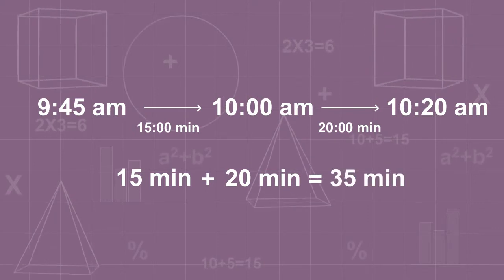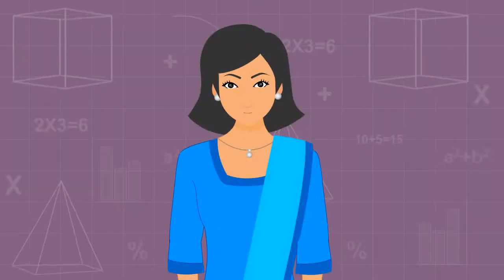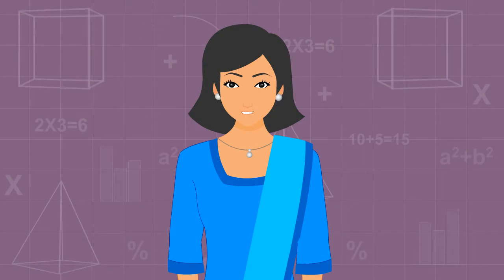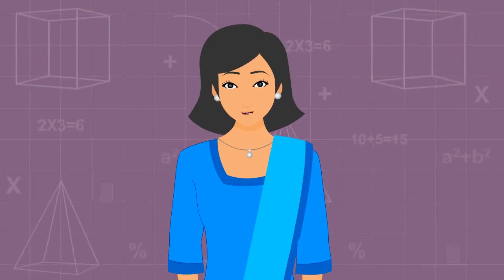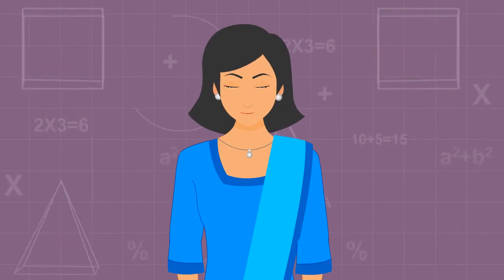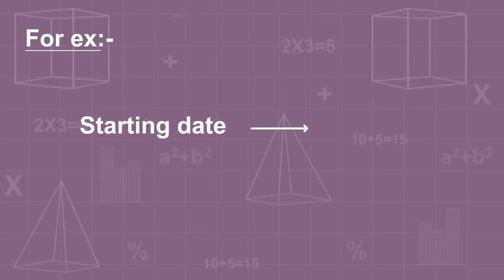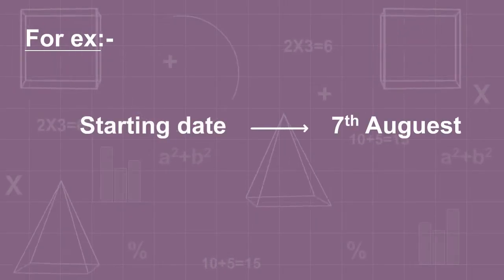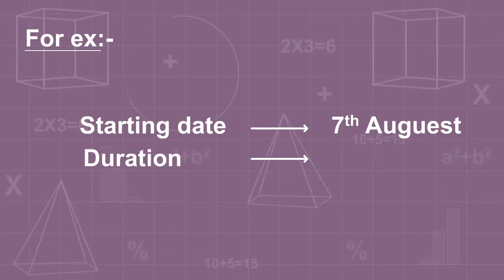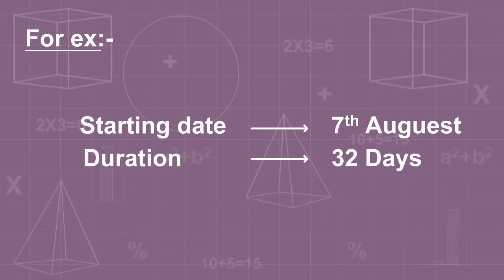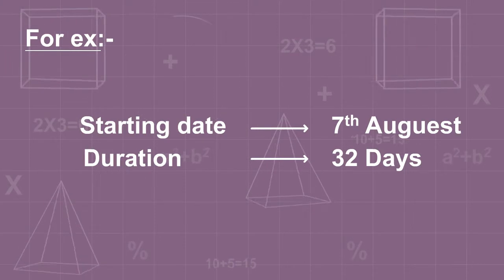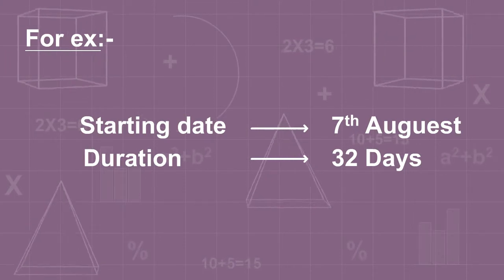to 35 minutes. You can also find out for how many days a particular event, activity or incident took place. For example, Viju started to draw a painting on 7th August. He finished drawing the painting 32 days later. On which date did he finish the painting?